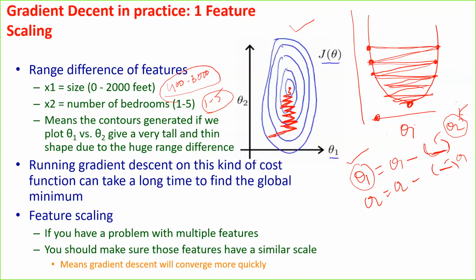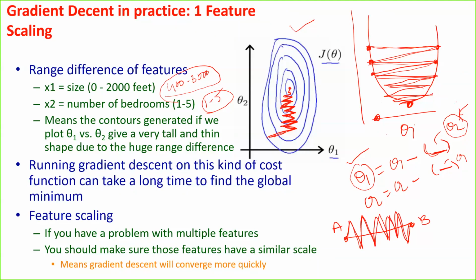If this is the source A and this is the destination B, which path would you prefer? The zigzag path or the straight path? We prefer the straight path. Why do we prefer the straight path? Because it is faster, right? We can go more quickly to the destination if we follow the straight path, whereas if you take the zigzag path, it takes more time to reach the optimal point.